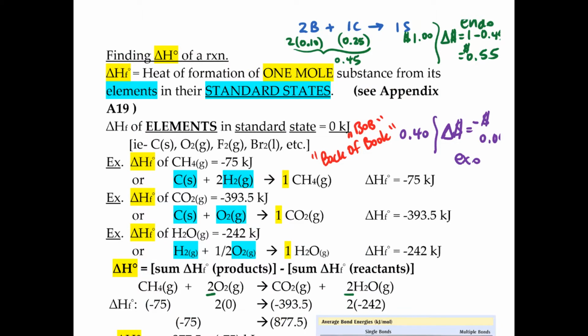Now we're going to talk about finding the delta H of a reaction, which means the change in heat. In order to understand that, we're going to take a quick story. Let's go back to our bread and cheese, and let's say that bread costs 10 cents to buy, one slice of bread, and cheese costs 25 cents a slice, and we're going to sell our sandwiches for $1. The question is, are we making money?